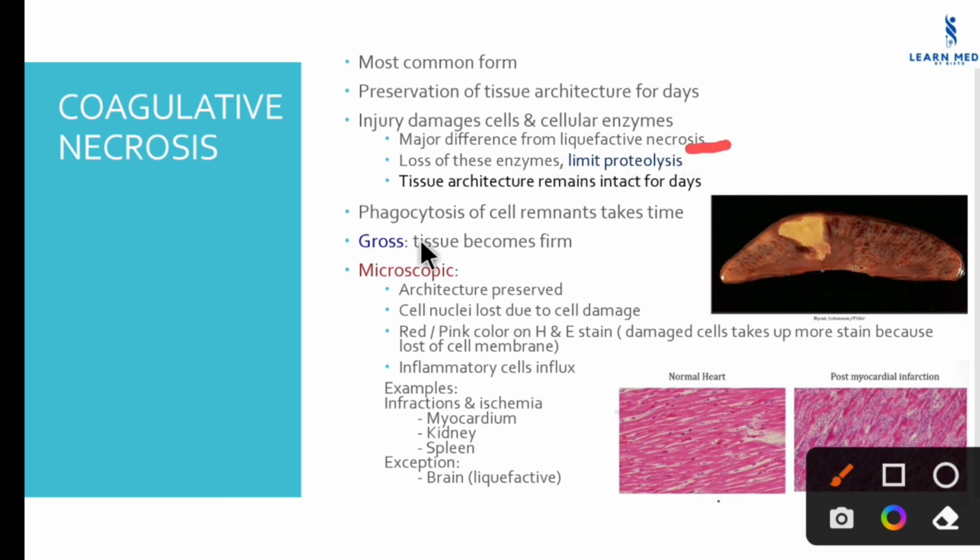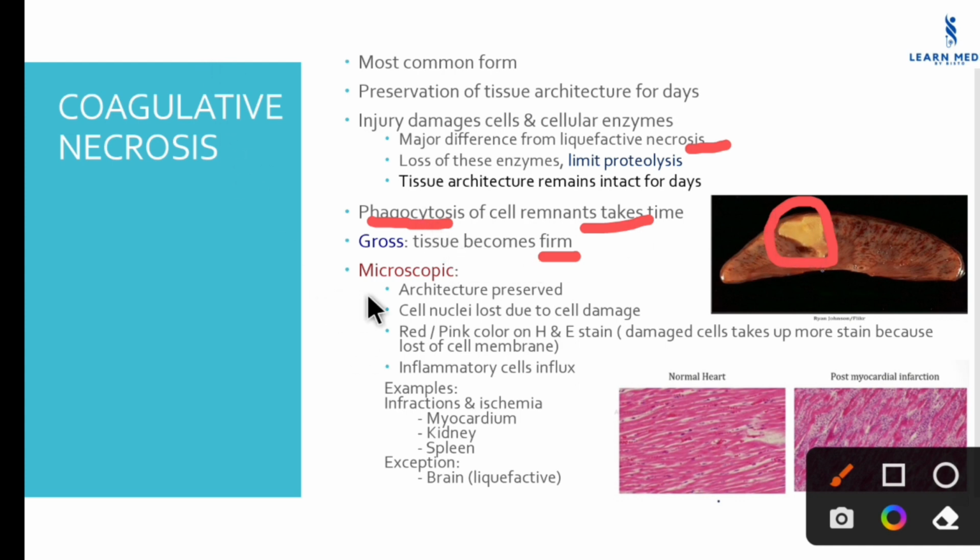The cells ultimately go for phagocytosis of the cell remnants, and it also takes time. Grossly, if we look at a tissue with coagulative necrosis, we can see the tissue becomes red and firm. Like here in the kidney, we can see a firm tissue present over here. Grossly we can see the firm type of tissue.